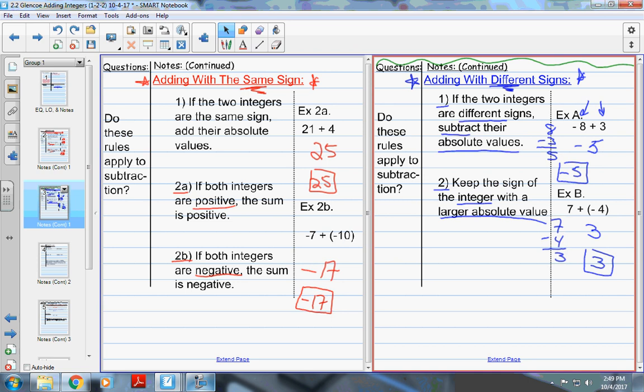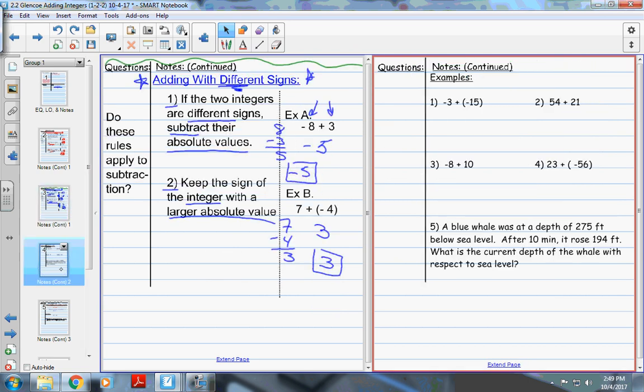Those are our rules for adding with same signs, and then our rules for adding with different signs. Again, I can't stress enough, these rules only work with adding. So I have a couple examples here, numbers 1, 2, 3, 4, and 5. I would love it if you copied these problems down, and please leave space. You know which students I'm talking to. I need you to leave space because we're going to evaluate these in class. So go ahead and pause here and copy down those 5 problems.